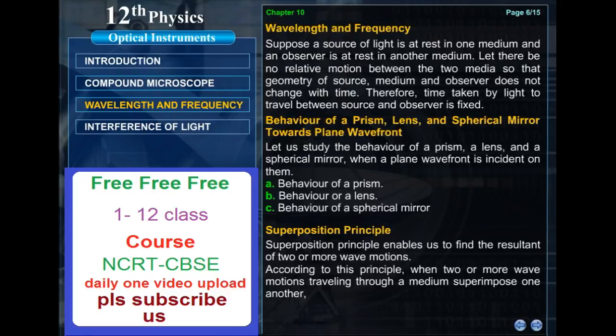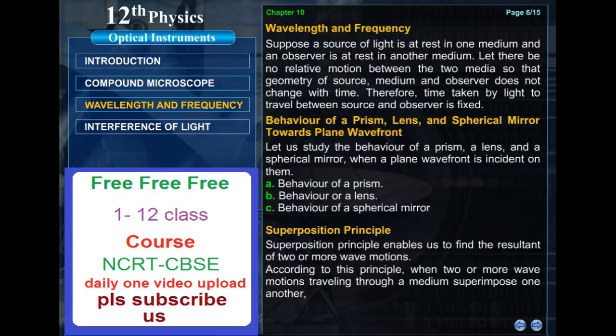Behavior of a prism, lens and spherical mirror towards a plane wave front. Let us study the behavior of a prism, a lens and a spherical mirror when a plane wave front is incident on them. Behavior of a prism, behavior of a lens, behavior of a spherical mirror.